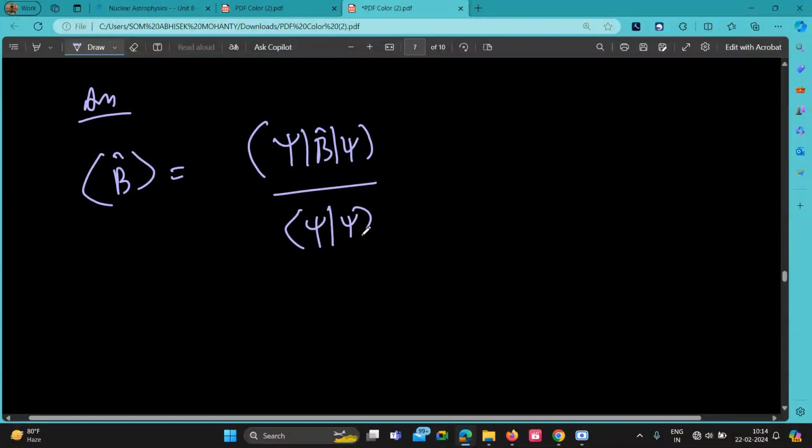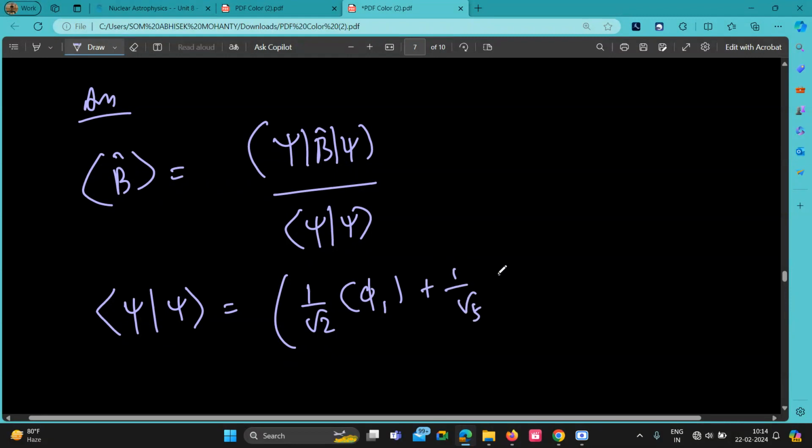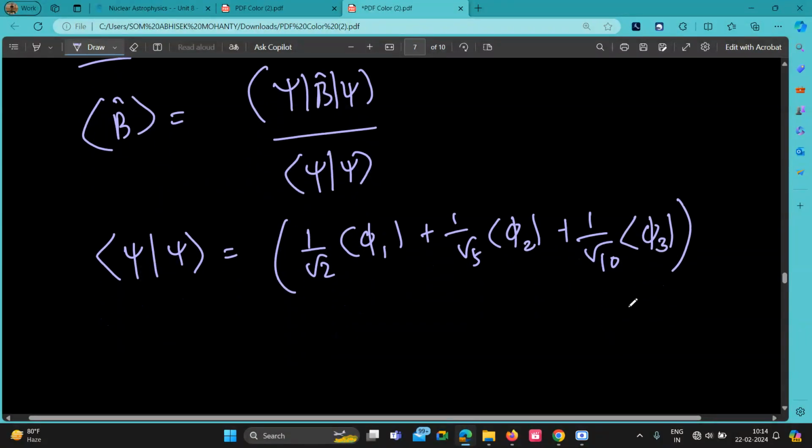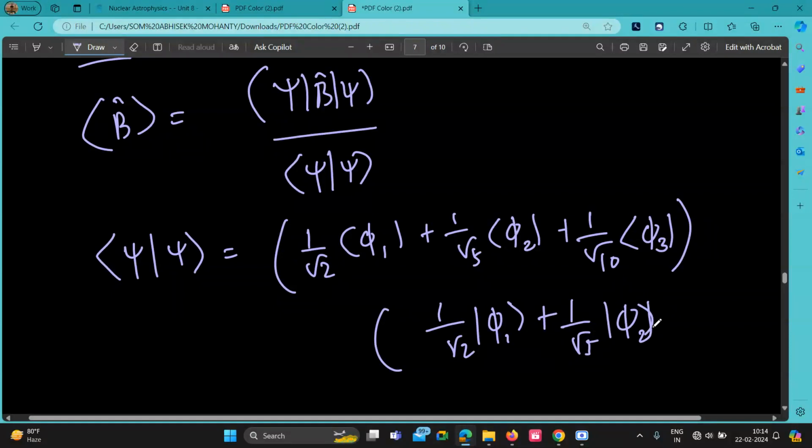So we can write the expectation value of B. How can we write it? Psi B psi by psi. First of all, let's calculate the bra psi. This would be 1 by root 2 bra phi 1 plus 1 by root 5 bra phi 2 plus 1 by root 10 bra phi 3. And upon it I will operate the ket, 1 by root 2 ket phi 1 plus 1 by root 5 ket phi 2 plus 1 by root 10 ket phi 3.